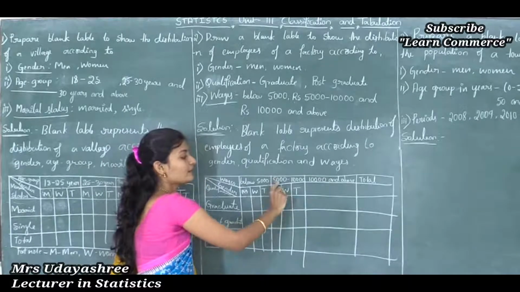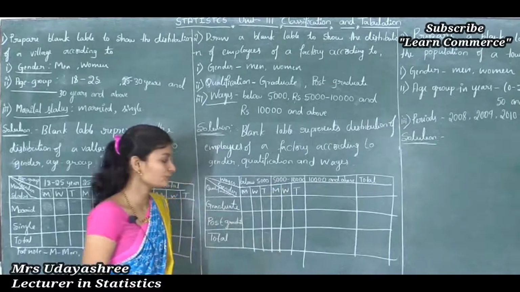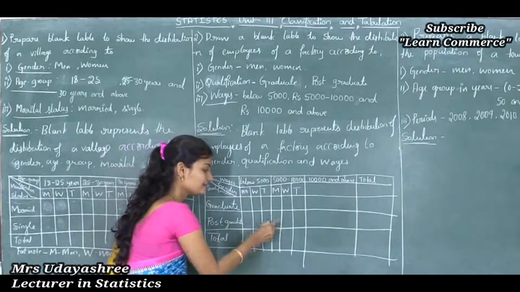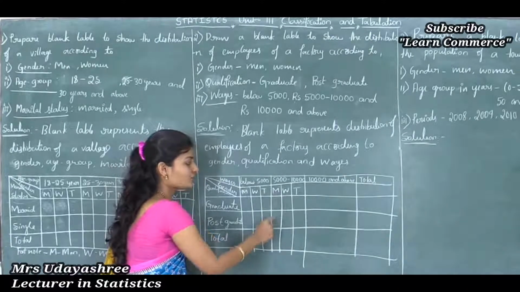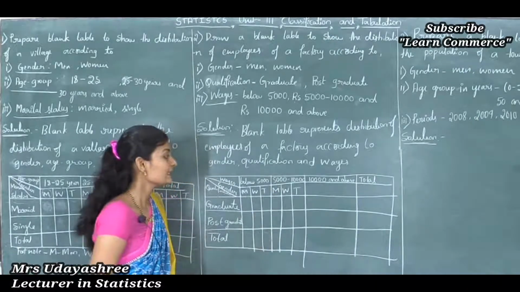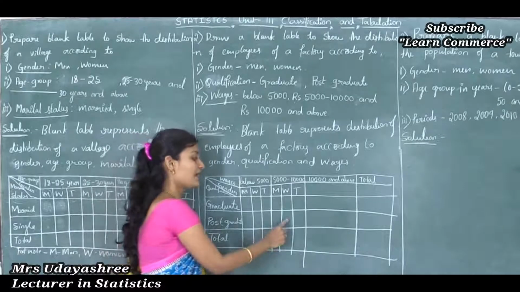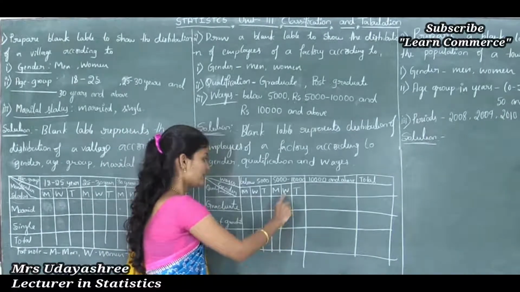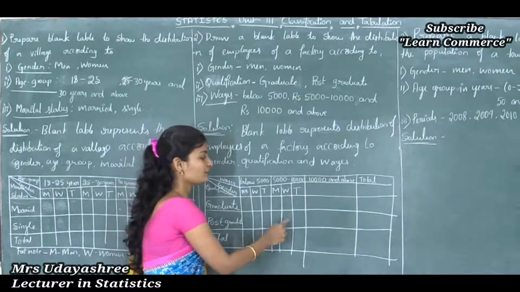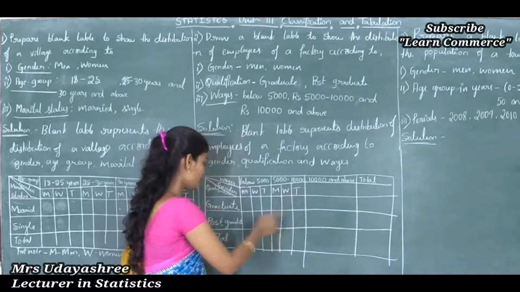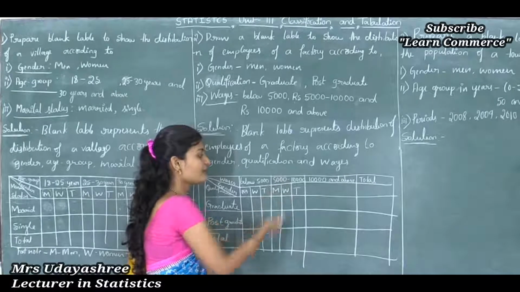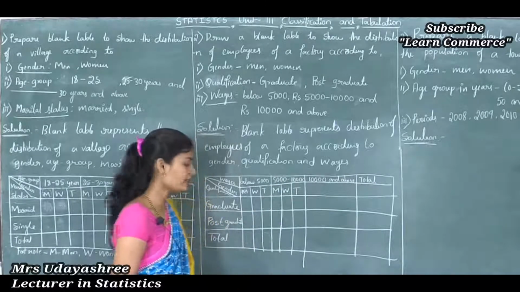graduates with wages of rupees 5,000 to 10,000, and like that this cell indicates the postgraduate men population with wages 5,000 to 10,000, and this cell indicates women postgraduate population with wages 5,000 to 10,000, and this cell indicates the total number of postgraduates with wages 5,000 to 10,000.